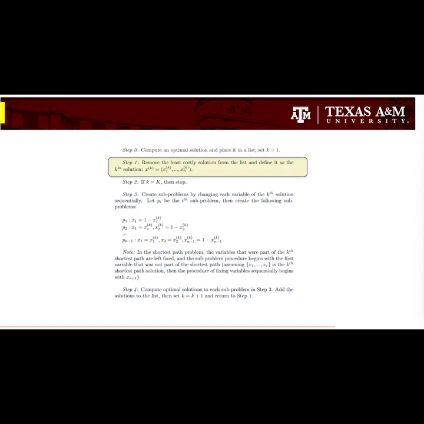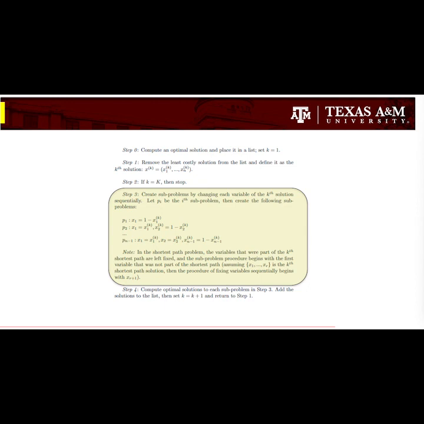In the next step, they remove from the list the least costly solution. In both of Murdy and Lawler's cases, they are minimizing their respective problems. And they pull out the kth solution in order to create a series of subproblems. Of course, if the kth solution is equal to k, then it stops. And that's what step 2 is all about. But step 3 is really where the bulk of the work is done in creating subproblems by changing each variable of the kth solution sequentially.